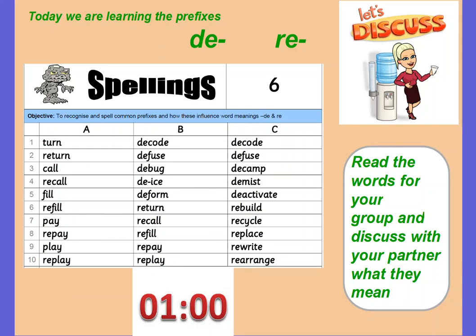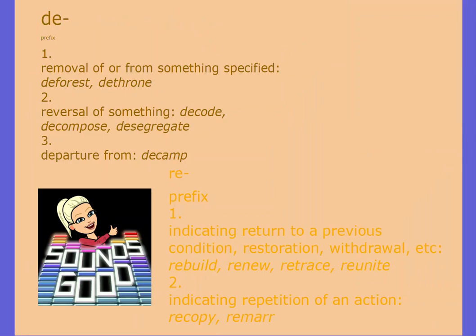All right, so let's take a look at the definitions. What does D or re mean? Okay, so let's start with the prefix D. It could mean removal of or from something. So deforest, that's something we know about because we have been learning about the rainforest in English and geography. So deforestation is to take away the forest.